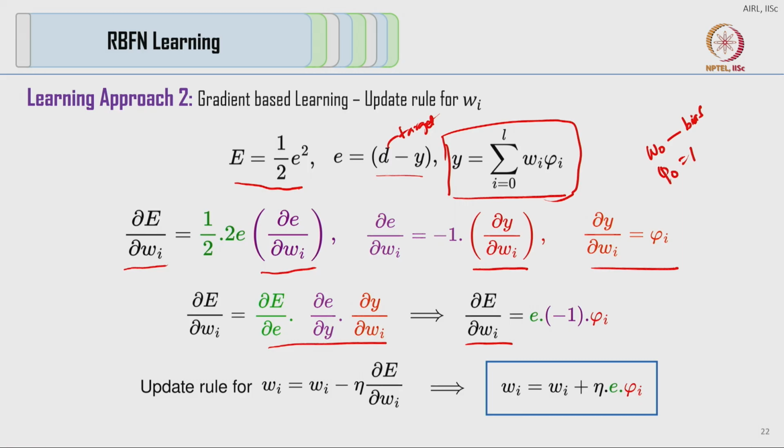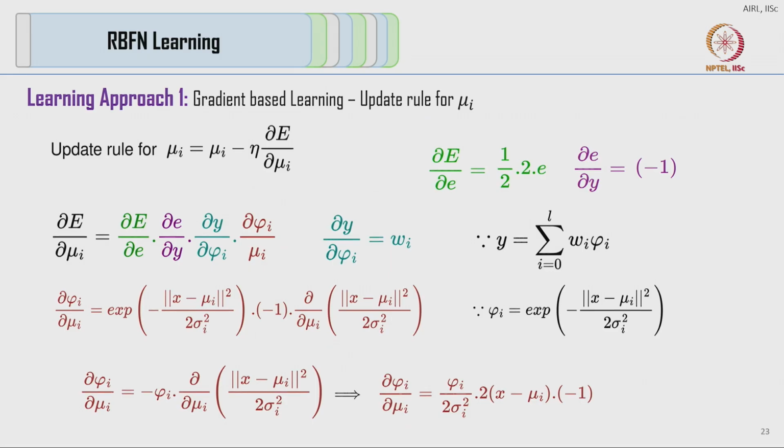What is the update rule? New weight is equal to old weight minus eta times the gradient. Eta is nothing but our learning rate, right. It's our step size, how we want to descend down. So if I substitute all of this, my update rule is nothing but eta times E times phi I. Phi I is the input, E is the error.